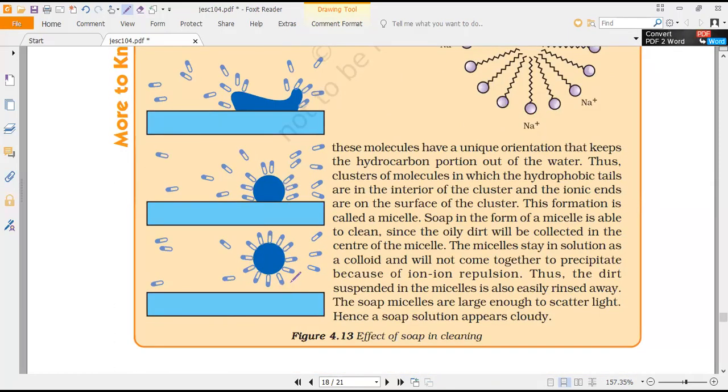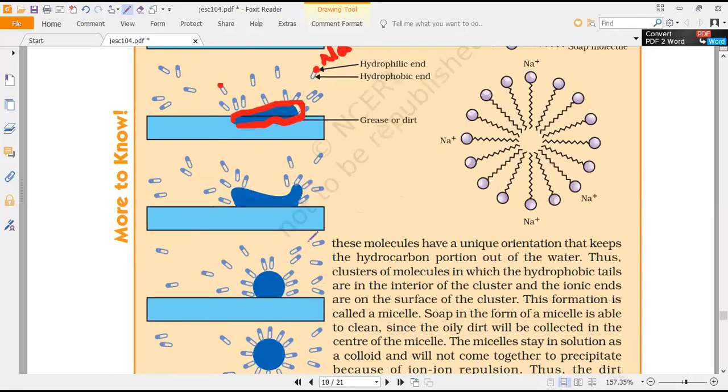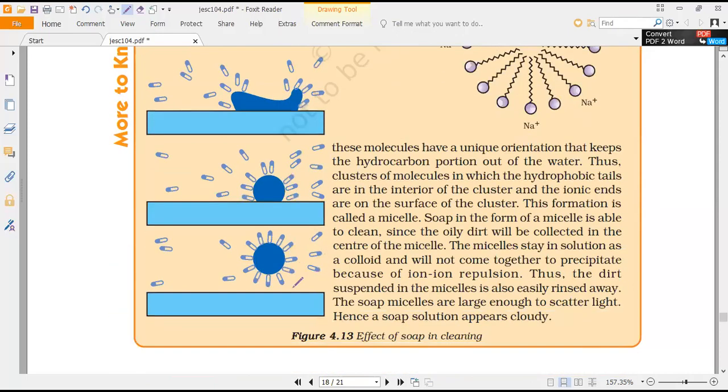Have you noticed it, everyone? All of you. First, they are forming the shape. They try to attract from all the directions, and they will remove the oil particle from the surface of the cloth, so that now the cloth becomes clean. Have you noticed, guys? Yes, please. Yes, sir. So that is what you have to remember.